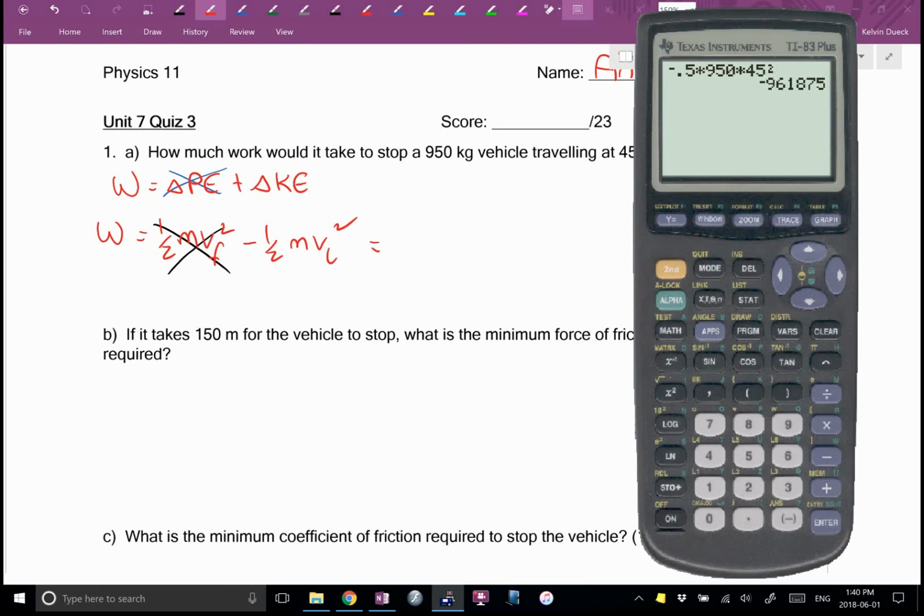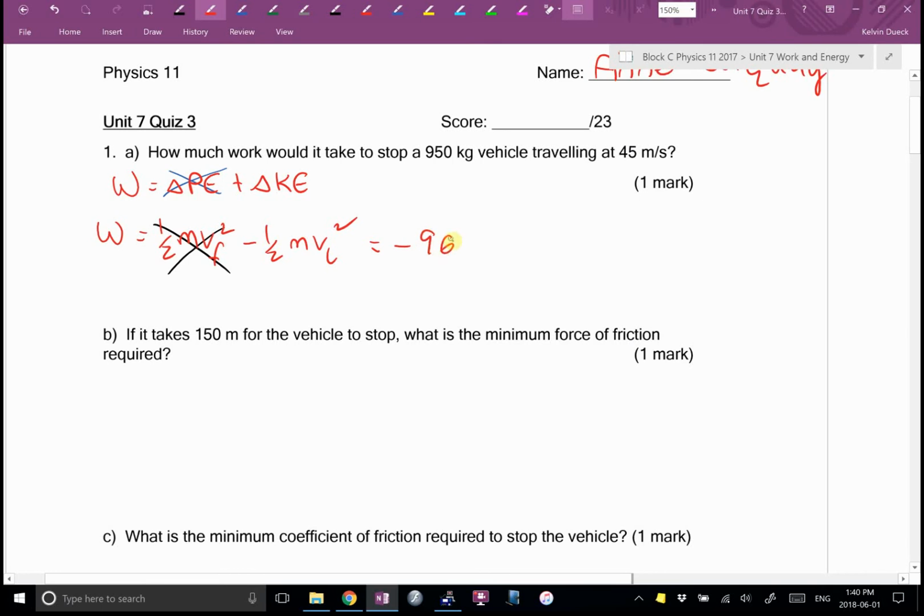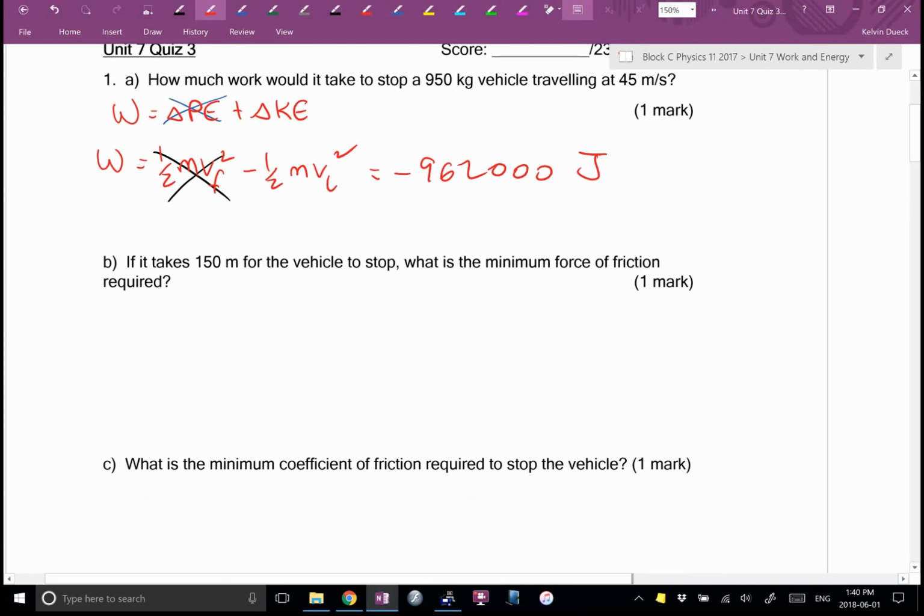You get negative 961,875, that number there. Am I right? People nodding? So I'm going to go negative 962,000 joules.